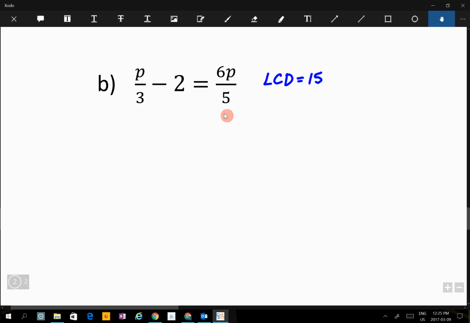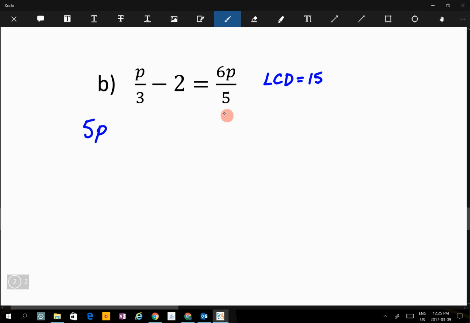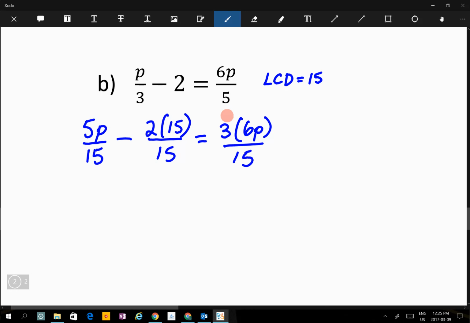Next, I'm going to rewrite each term as a fraction out of 15. So the p over 3 becomes 5p over 15, minus 2 times 15 over 15. So multiply the top and the bottom by 15. And that equals, multiply the top and bottom by 3, so 3 times 6p over 5 times 3, which is 15. And again, now that your denominators are all the same, they can cancel each other out. The reason is that imagine you're multiplying both the left side and the right side by 15, and those 15s will cancel with the 15s on the bottom.